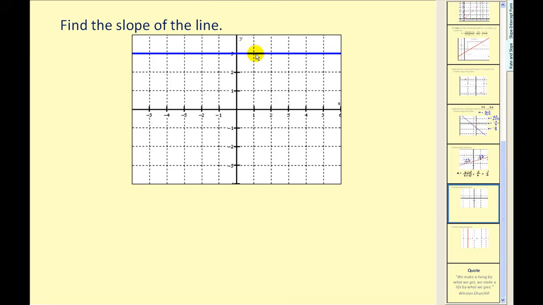Now, if you know a lot about horizontal lines, you may already know the slope of this line. Let's just assume that we don't. Let's pick 2 points. Let's say we pick the point (1, 3), and let's say we pick the point (4, 3). Again, I'll call these the 1's and I'll call these the 2's. So the slope will be equal to 3 minus 3 over 4 minus 1. So we have 0 over 3.